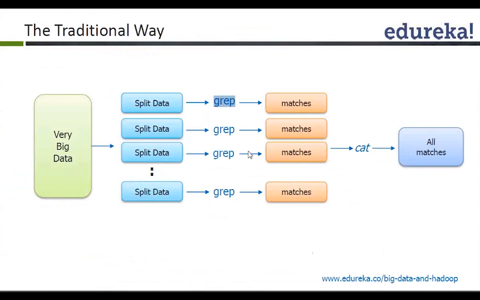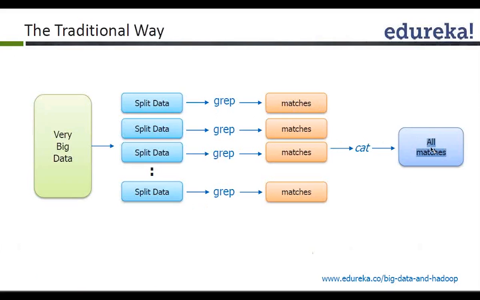Then you will do grep. That means you will look through the split data, the small chunks of data. You will match the thing that you want to find out, and then you will write everything into another file. So just imagine you had to do all of these things in code. That is how we were doing it in a traditional environment.